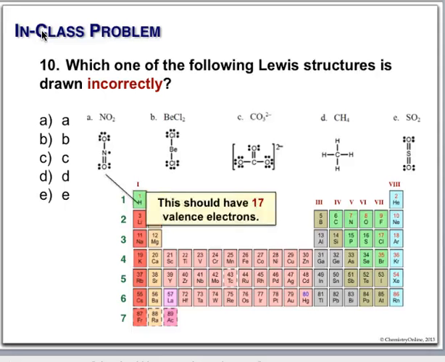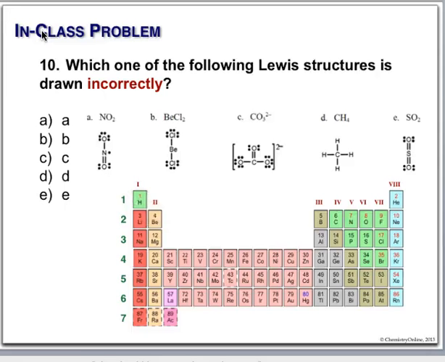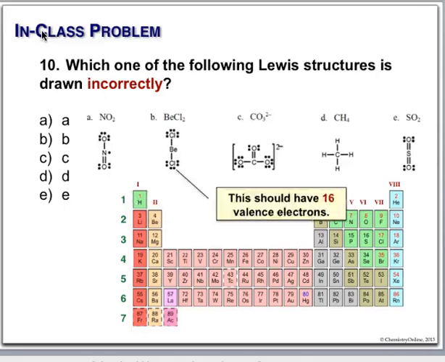Our next one here is beryllium chloride. Beryllium. Oh, here it is, it's hiding. It's in group 2, so it has 2 electrons. Each of the chlorines is going to have 7, so that's 14. So 14 plus 2 is 16, right? Let's count them up. We have 8. We have 16. No lone pairs. My gosh, that works.